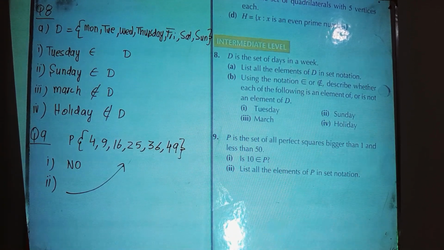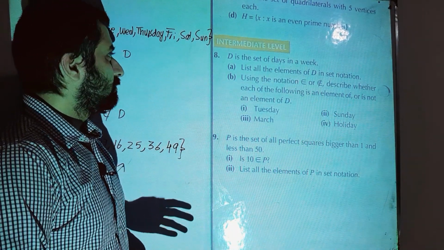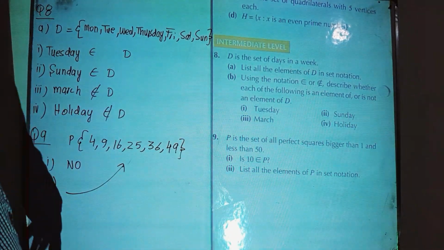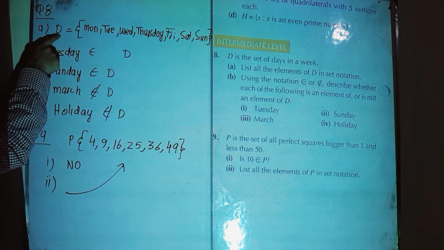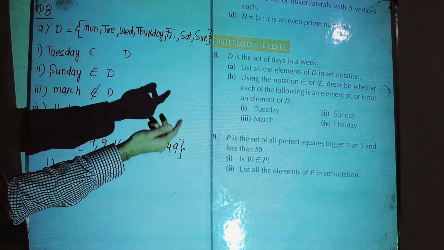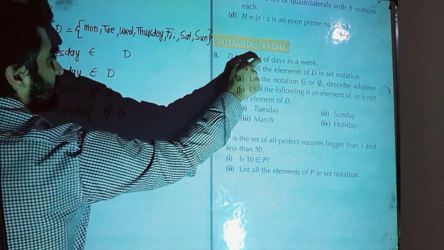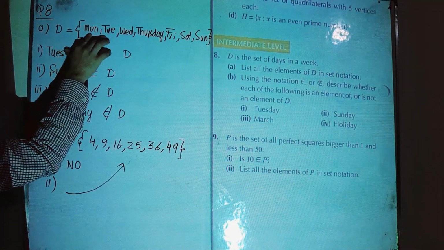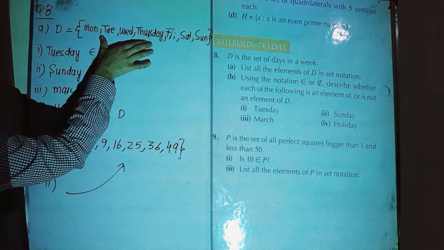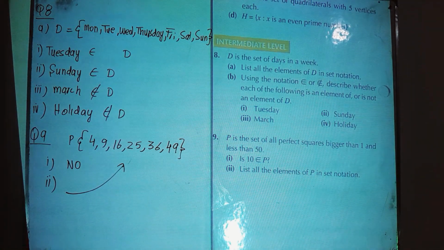Question number 8 says D is the set of days in a week. List all the elements of D in set notation. So in set notation, D, what are the elements in D? We have days in a week: Monday, Tuesday, Wednesday, Thursday, Friday, Saturday, Sunday. So listing the elements inside the brackets, that is set notation. That is the answer for part A.